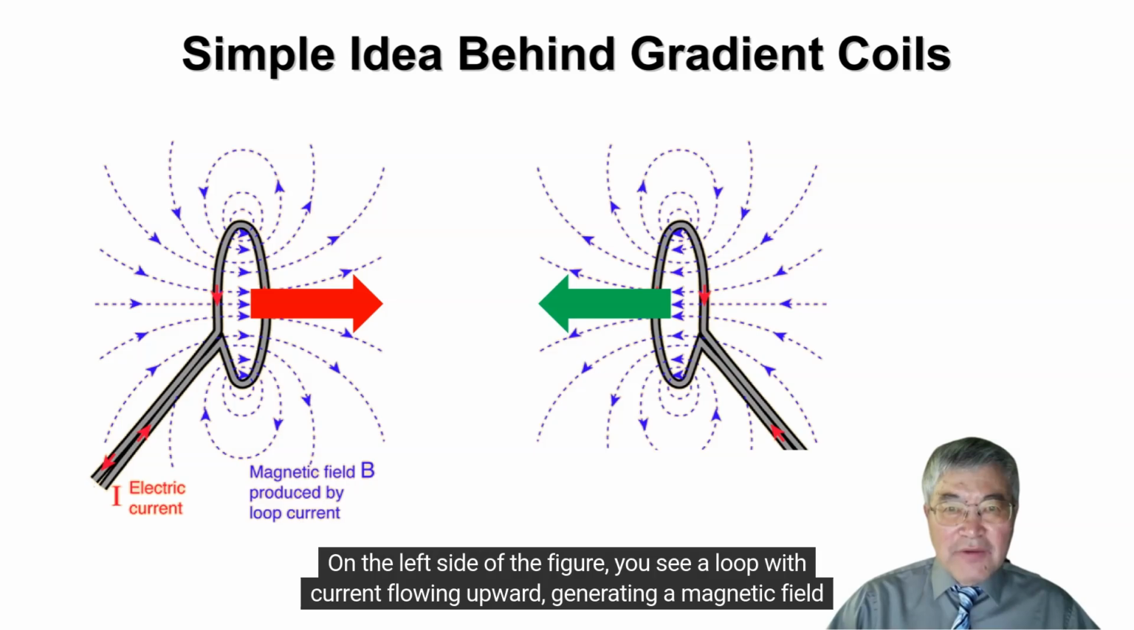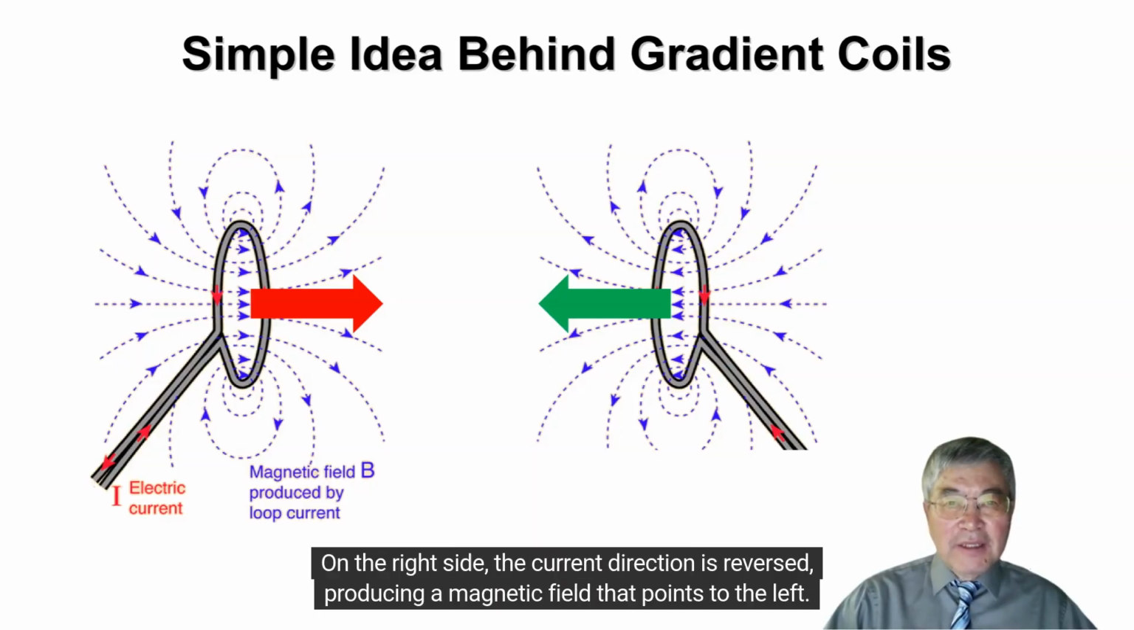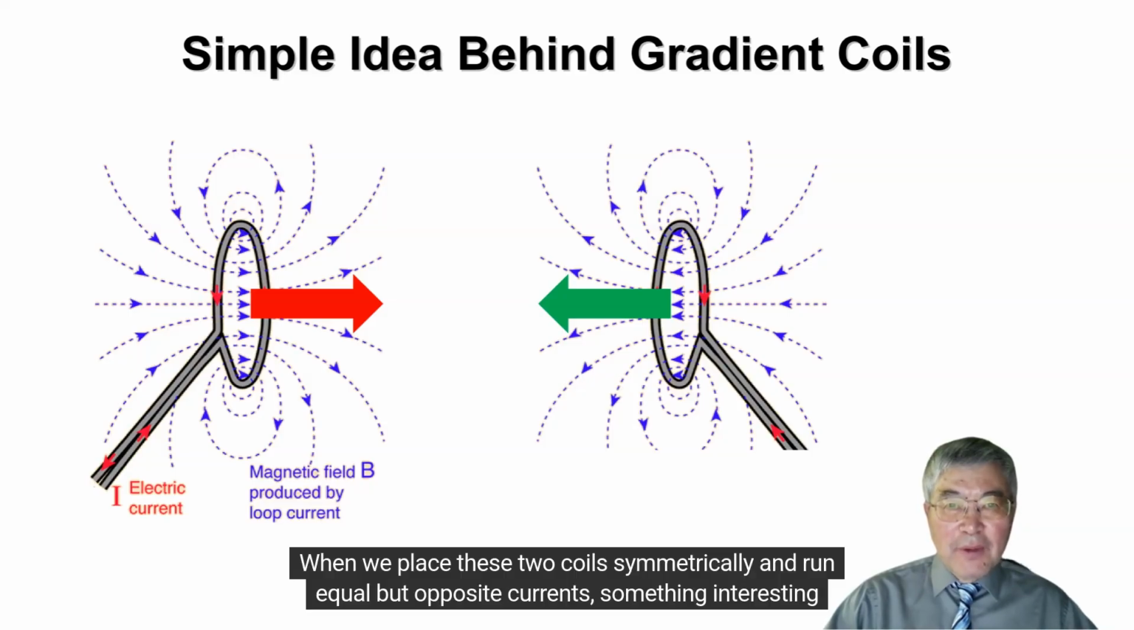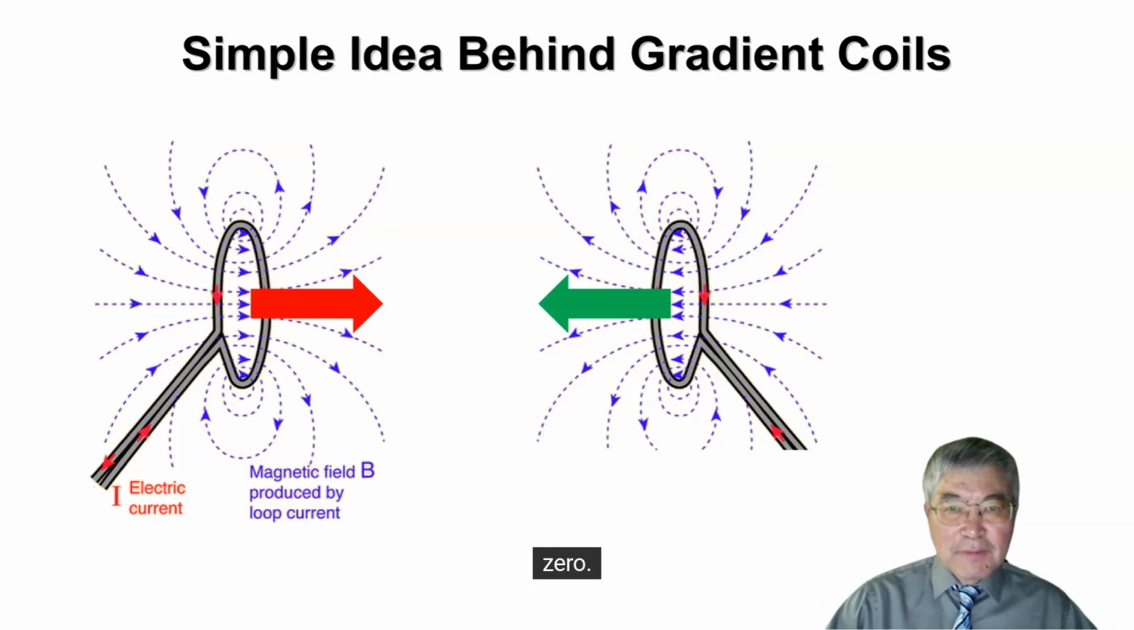On the left side of the figure, you see a loop with current flowing upward, generating a magnetic field that points to the right. On the right side, the current direction is reversed, producing a magnetic field that points to the left. When we place these two coils symmetrically and run equal but opposite currents, something interesting happens. At the center between the coils, the magnetic fields cancel each other out, giving a field strength near zero.